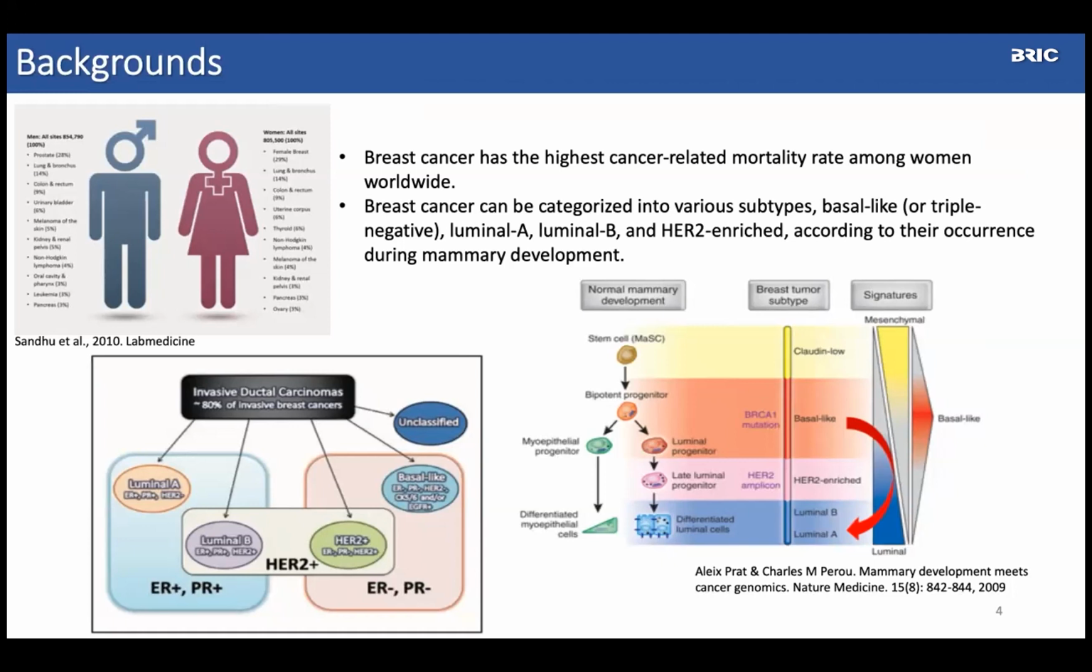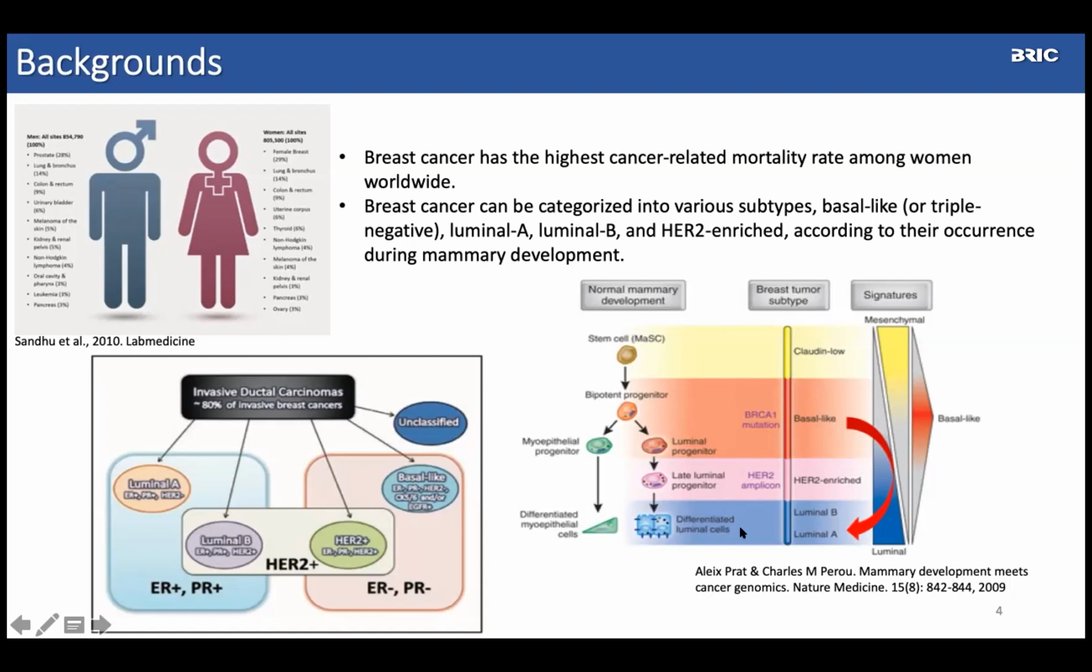On the other hand, luminal A breast cancer subtype occurs in the most differentiated state during mammary stem cell development. If you look at this hierarchy, it starts from mammary stem cells differentiating into bipotent progenitor cells, and then onto these more differentiated cells. And tumorigenesis can happen at any of these stages. So if tumorigenesis happens during the earlier stage of development, like over here, it's going to be called basal-like or triple-negative. And if tumorigenesis happens at the very later stage, like from here, it's going to be called luminal A.